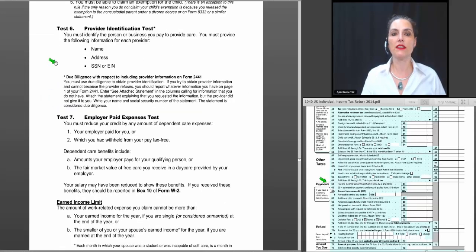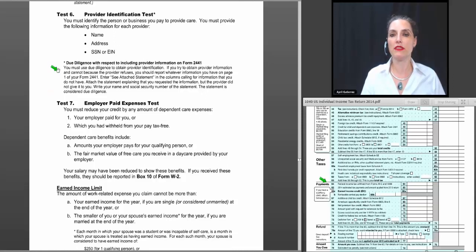Test number 6 is the provider identification test. You must identify the person or business that you pay to provide care, and you must provide the following information for each provider: their name, address, and Social Security number. But if you are unable to obtain this information, you may still be able to claim the expense under the due diligence procedures shown here.